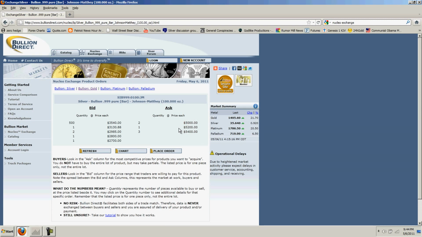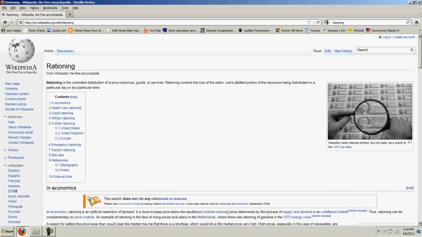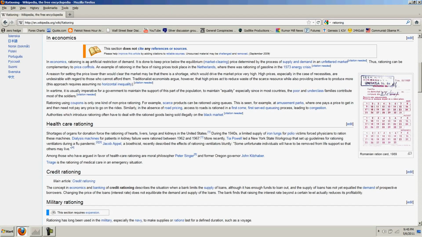So we're entering into a shortage rationing situation, and I wanted to use that to segue into rationing so you can understand that. When we go over this, you'll understand how this is what we're looking at. Rationing is the controlled distribution of scarce resources, goods, or services. Rationing controls the size of the ration, one's allotted portion of the resources being distributed on a particular day or a particular time. In economics, rationing is an artificial restriction of demand. It is done to keep price below the equilibrium or market clearing price, determined by the process of supply and demand. Okay, so when you see rationing, you do not have a free market.